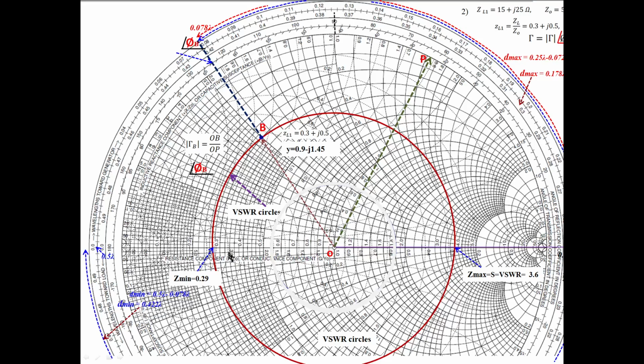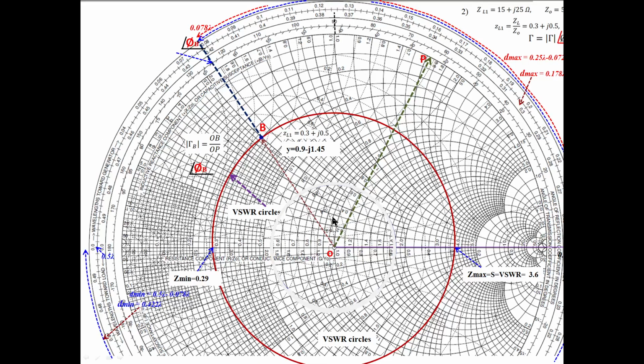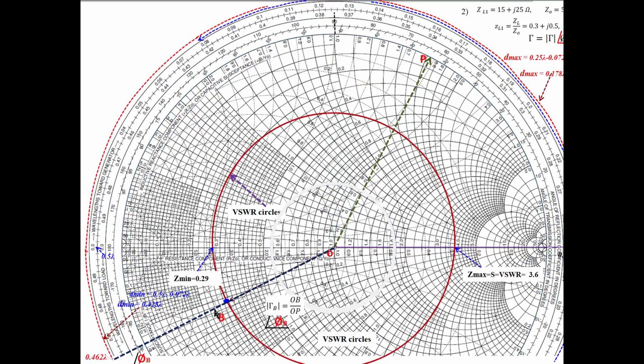So like that, where is that d minimum? It is at a distance of 0.422 lambda from the load point. So like that, for any load you can do that. For example, if the load is like this, see here, this is the load. What is the maxima distance and what is the minima distance for this load?